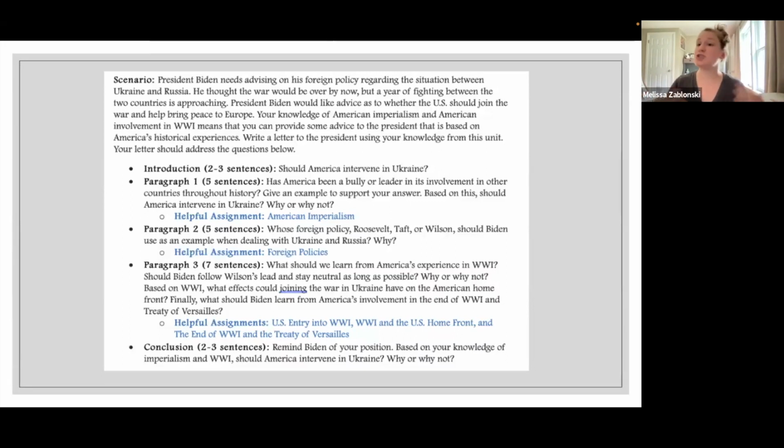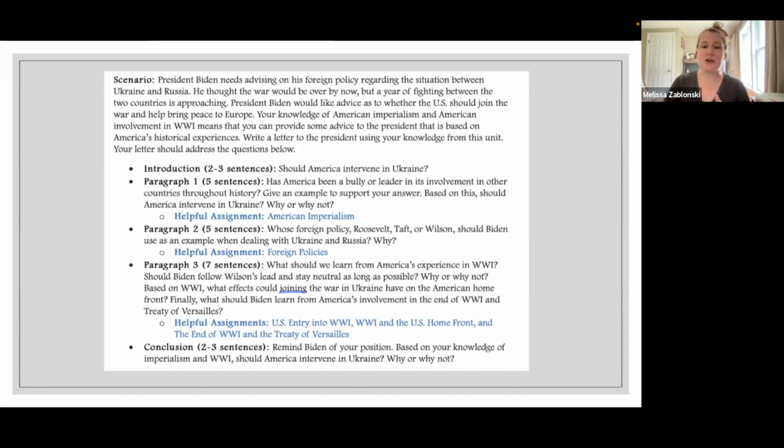So the big question is, should America basically directly intervene in Ukraine? In the first paragraph, they're addressing whether or not overall they think America has been a bully or a leader historically when it comes to its involvement in other countries. Based on that reputation and perception, they need to argue whether or not America should intervene in Ukraine.